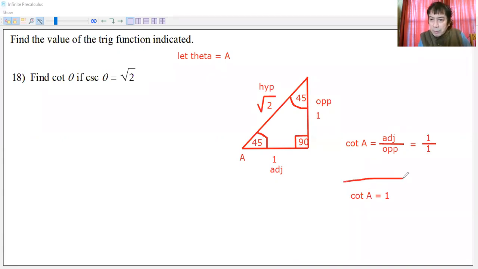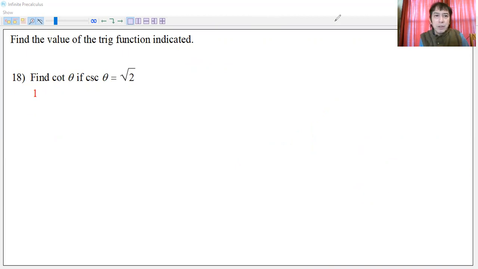Special right triangle. And we can check and verify over here. You can see below the word find, there's the number 1. This is the answer. All right, let's proceed to the next number. Let me clear the screen. Continue with the next number, number 19. Here's number 19.